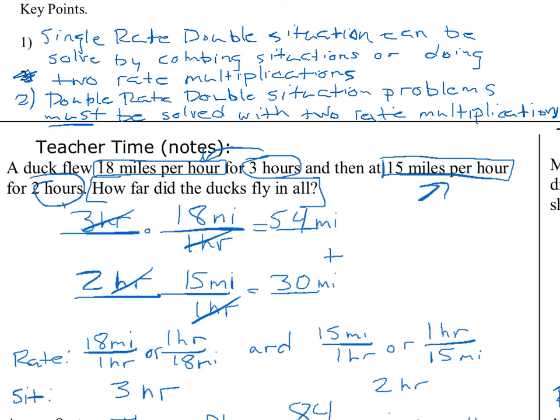So for a lot of people, they feel more comfortable doing 2 rate multiplications for the single rate double situation problems, because that way they only have to remember 1 rule. If there's 2 situations, always do 2 rate multiplications. For some people, that's easier, okay? So you make that decision about single rate double situation problems, but you cannot make that decision about double rate double situation problems. Double rates mean you have to use 2 rate multiplications. Okay, questions? No. All right.